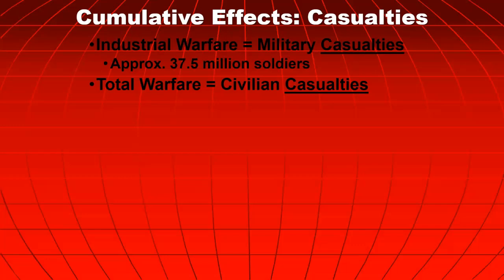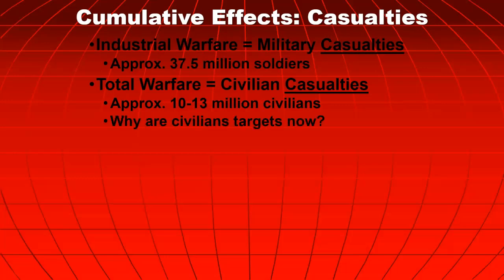But a cumulative effect of total warfare is civilian casualties. There are many different versions or estimates, somewhere between 10 and 13 million civilians. Now, this is something that is totally new. Why? Well, because in wars fought in the past, it was you don't attack civilians. Like it's some sort of gentleman's agreement that only soldiers fight other soldiers. Well, if you have total warfare, your whole society is focused on the war effort, then that means those people are now targets.